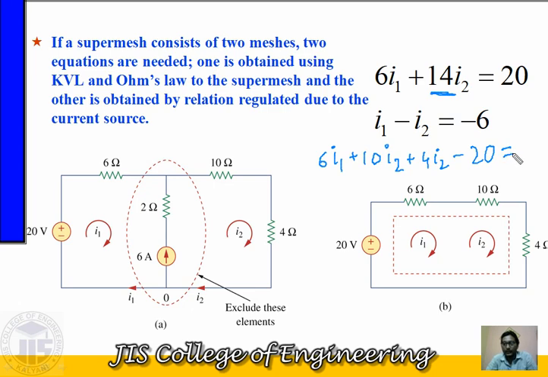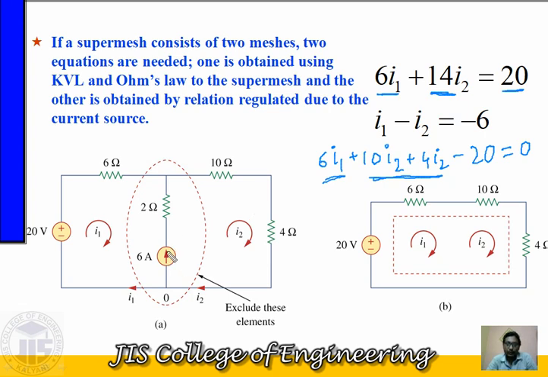Now if we rearrange the equation, this 10I2 and 4I2 together come to 14I2, so we have 6I1 plus 14I2, and if we move this 20 to the right hand side of the equation, it becomes equal to plus 20. So this is the KVL equation for the path.